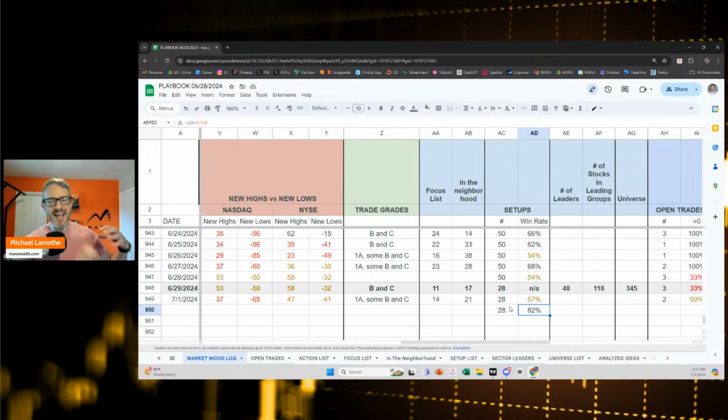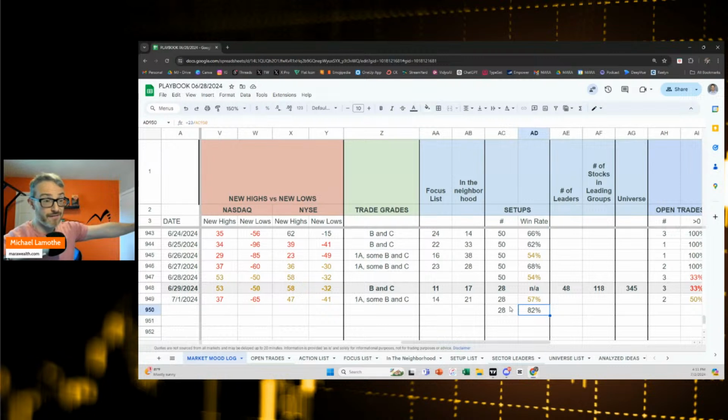So of the handful of stocks that are setting up, they're starting to perform a little bit better. So that's telling me that there might not be that much merchandise on the shelf, but the merchandise that's on the shelf is doing okay. So that's something that gives me an insight into market breadth.